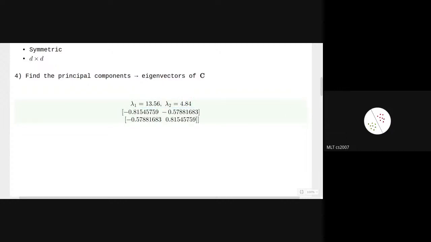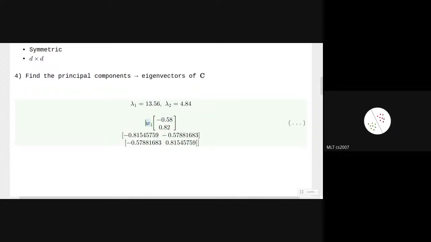Now the first eigenvector is this one: -0.58 and 0.82 as a column. I have to call this W1. This is the first eigenvector corresponding to lambda 1. And W2 will be -0.82 and -0.58. So we are kind of done as far as getting hold of the principal components is concerned.